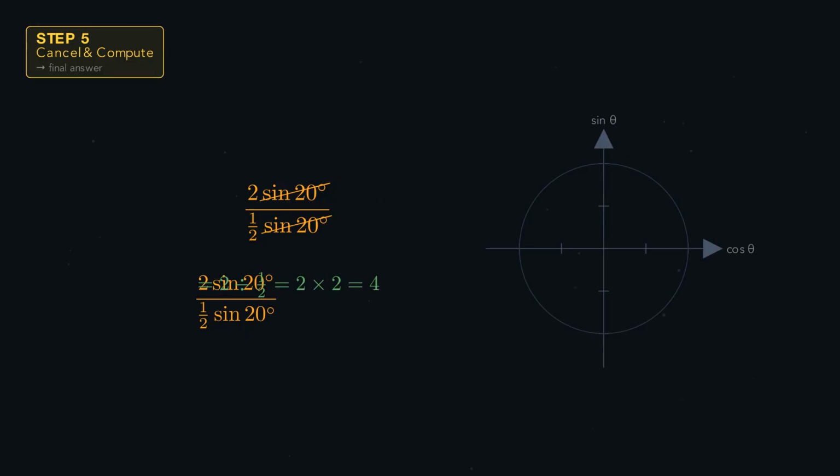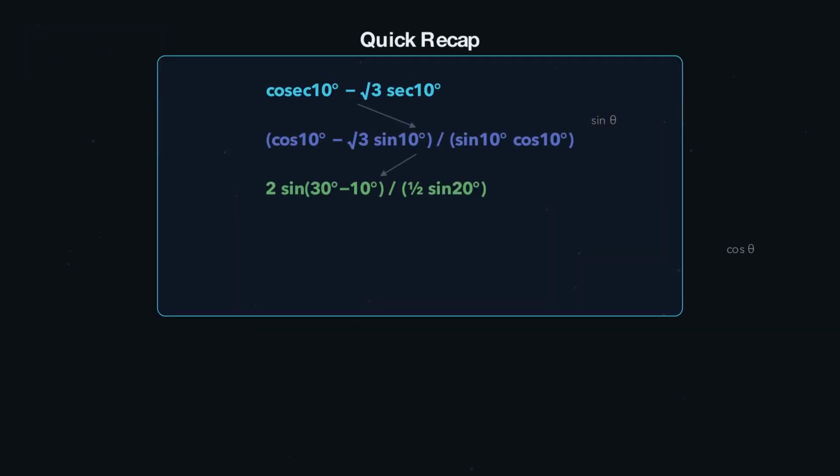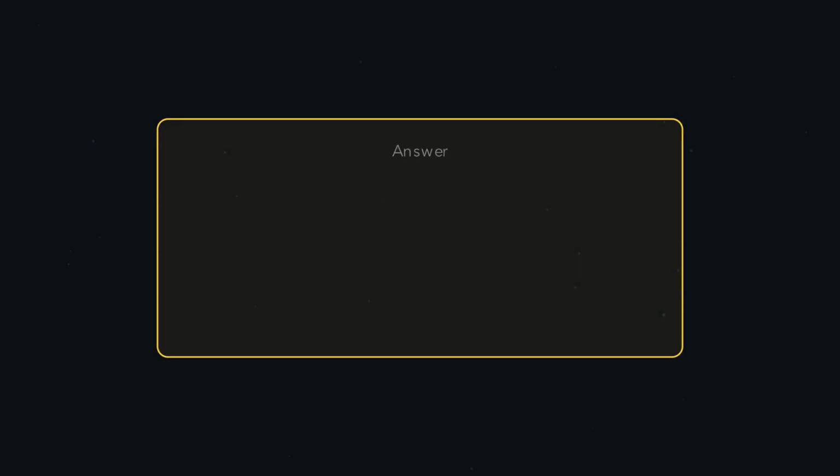Now divide. 2 sine 20 over 1/2 sine 20. Sine 20 cancels completely, and we're left with 2 divided by 1/2, which is 4. The trick was recognizing the compound angle pattern hiding in the numerator.